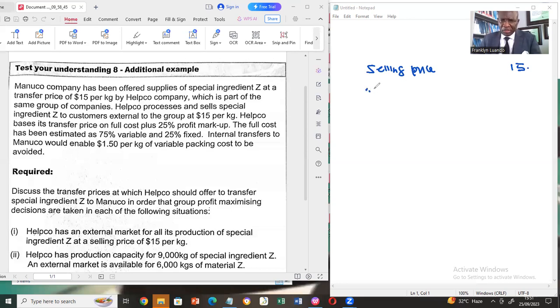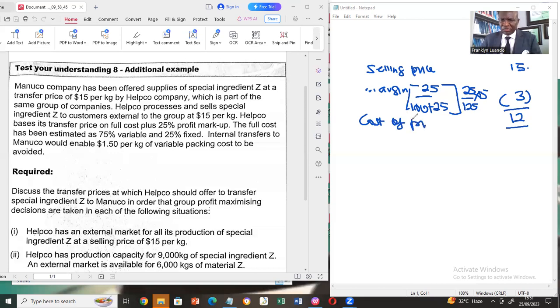So margin will be the same numerator, 100 plus, that's what we said. So this fraction, which will be 25 over 125, multiplied by 15, that will give us the gross profit. So the gross profit there is 3. The gross profit from the selling price will give us the cost of production. Cost of production, we have, then we are told 75% is variable cost. We are interested in the variable cost. So the variable cost there is 9.